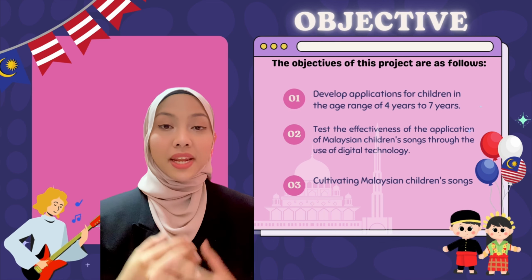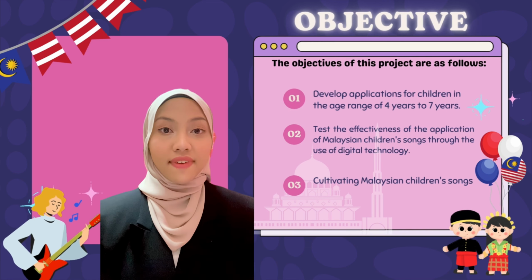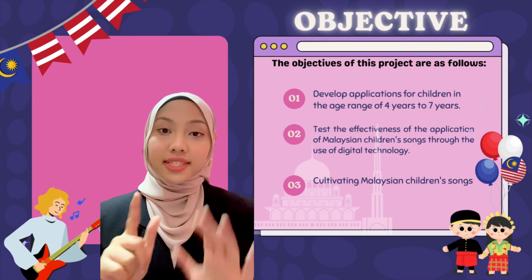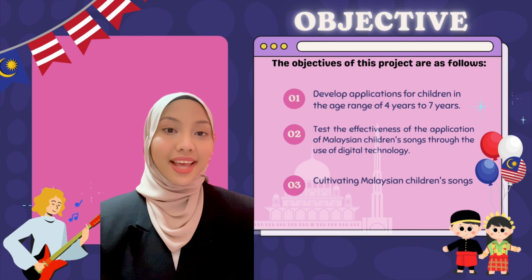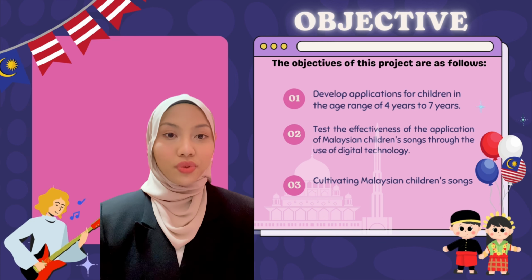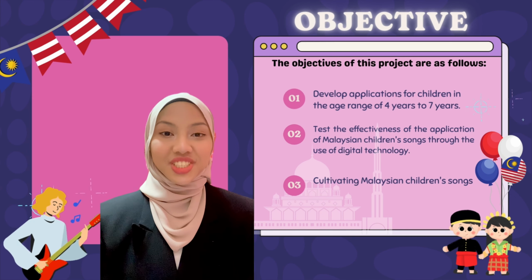Next, I will explain about the objective for this project, which are we aim to develop applications for children in the range of 4 years to 7 years. Second is to test the effectiveness of the application of Malaysian children's songs through the use of digital technology. And the last one is cultivating Malaysian children's songs.